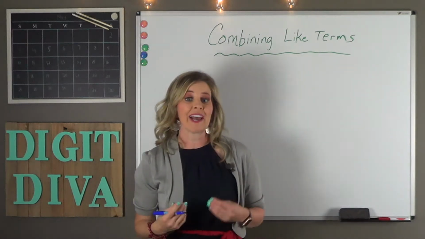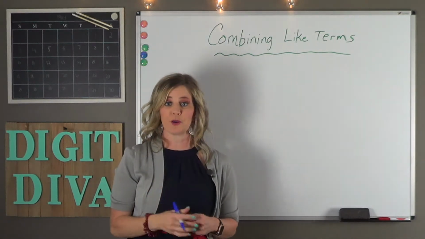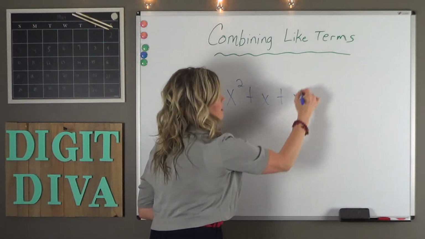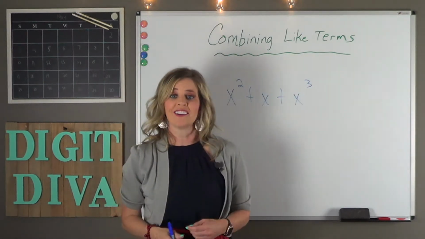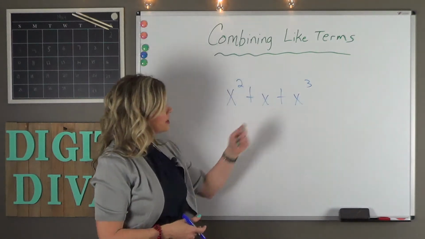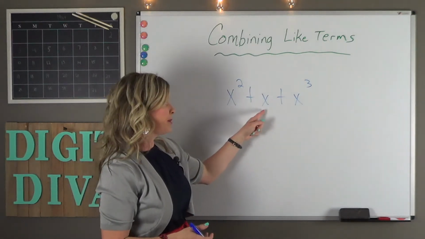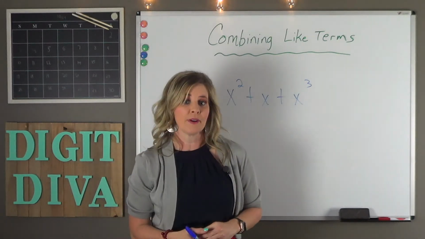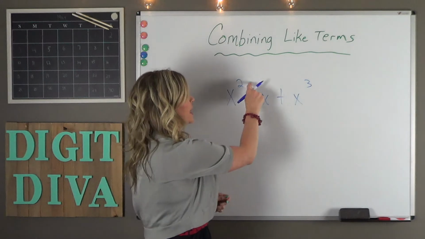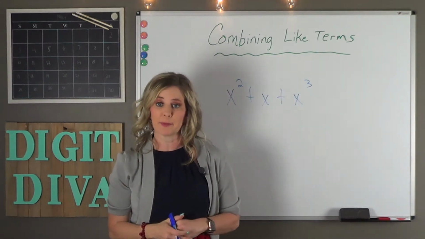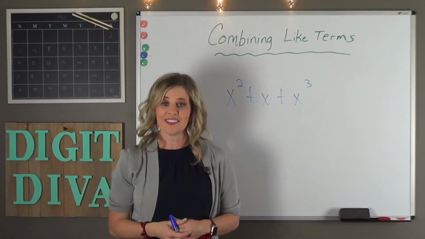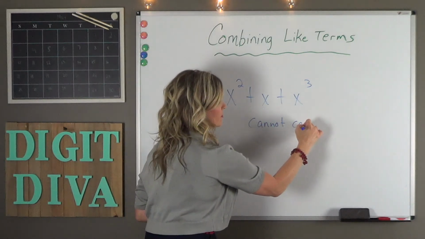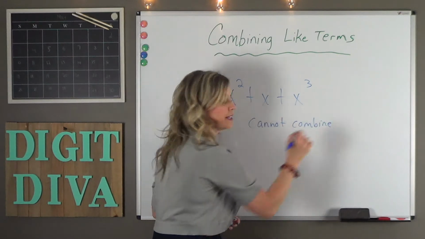So far, we haven't had any exponents other than the imaginary 1. So let's try some that have other exponents. Look, x to the second power plus x to the third. They all have the same variable, but they do not have the same exponent. So we can't join any of these terms. We could simply write cannot combine, and your teachers would probably accept that.